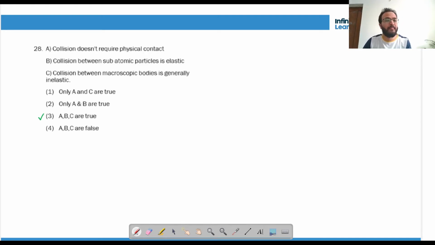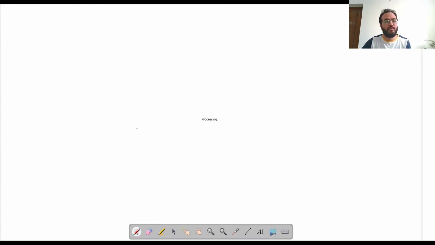Third option, right. A collision, does it require physical contact? Absolutely right. Collision between subatomic particles is elastic. Absolutely right. Collision between macroscopic bodies is generally inelastic. Perfectly right. So A, B, C is true.